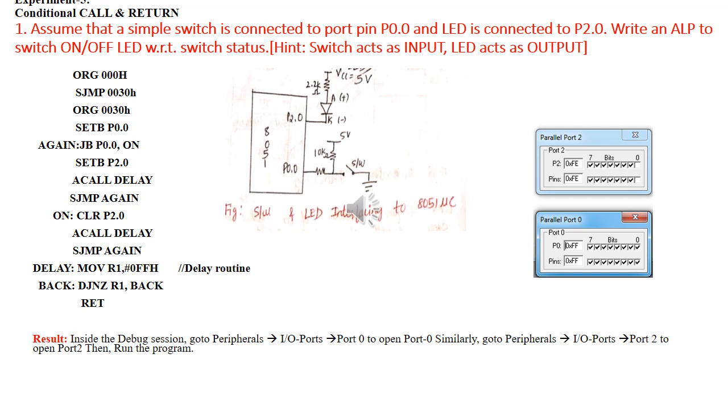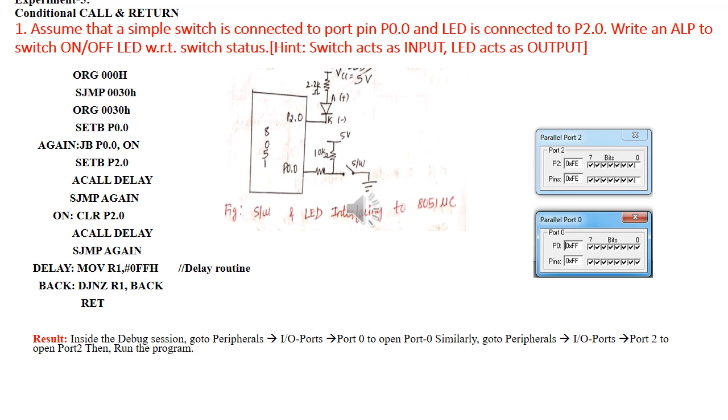So whenever P0.0 is equal to 1, the switch will be in the open status, and hence the LED will be turned on by making P2.0 equal to 0. Whenever P0.0 is equal to 0, the switch will be in the closed status. Then you are going to turn off the LED by making P2.0 equal to 1.